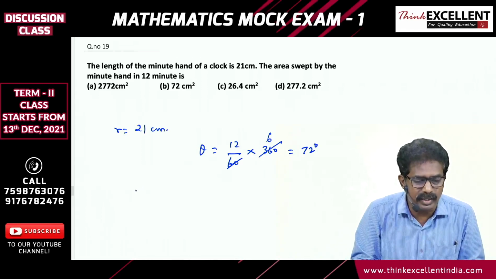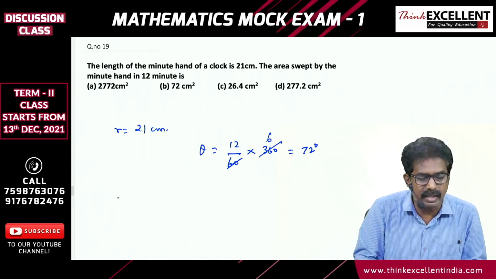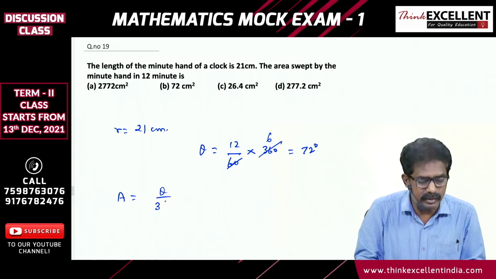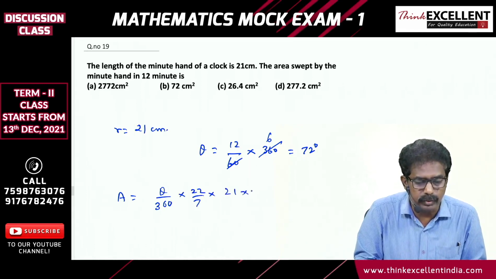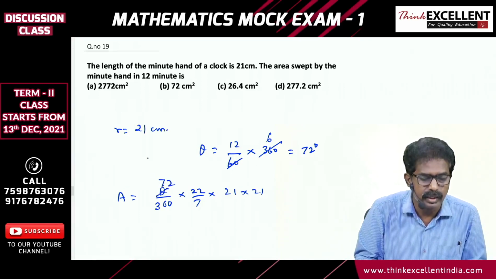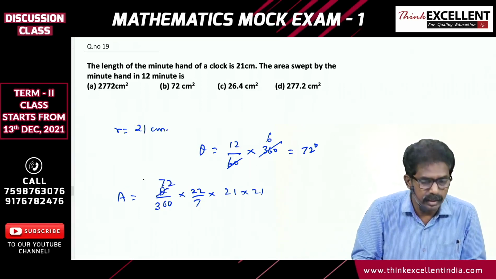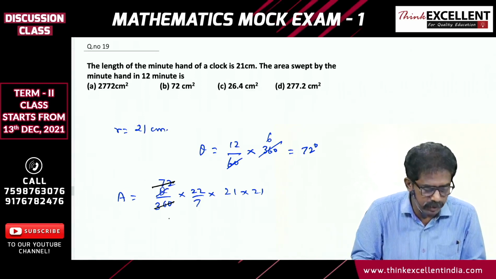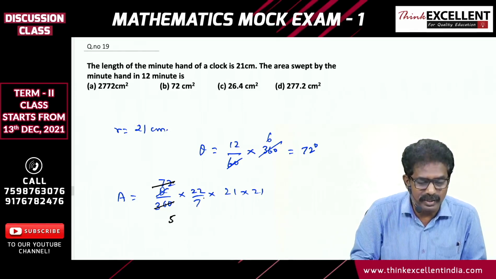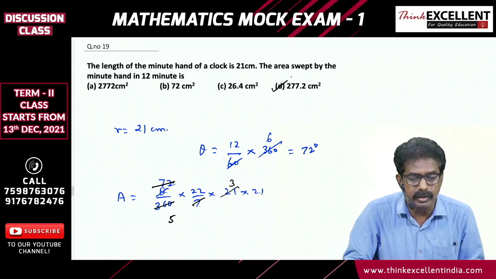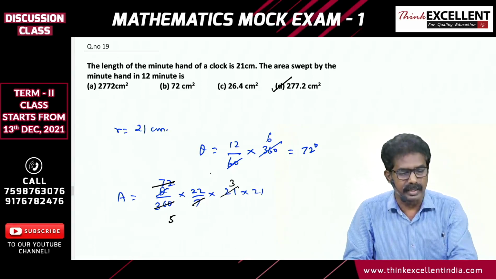So now they asked to find the area. Now it is very easy. The area formula is theta by 360 into pi r square. R is 21, right? 21 into 21. For theta, you give 72. Then it's a very simple calculation only. 72 and 360 itself, you cancel, you will get 5. You can cancel 2 also, nothing wrong in that. Only thing, see that you're not making a mistake. So now we multiply and divide by 5. So you will be getting 272.2. So D is the correct answer.